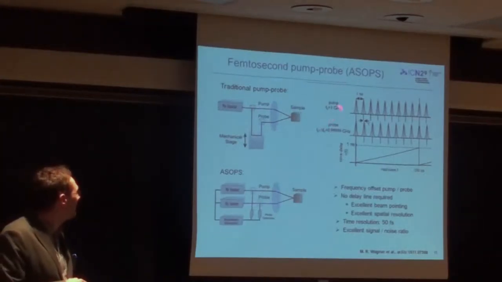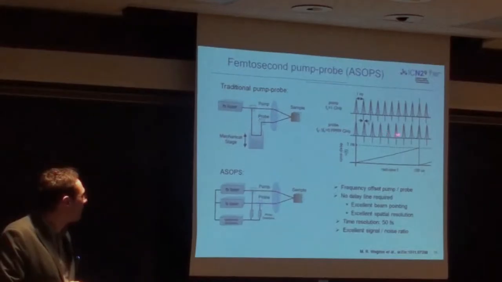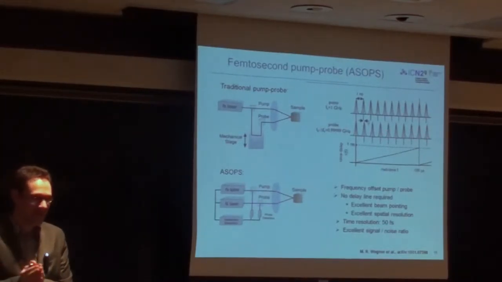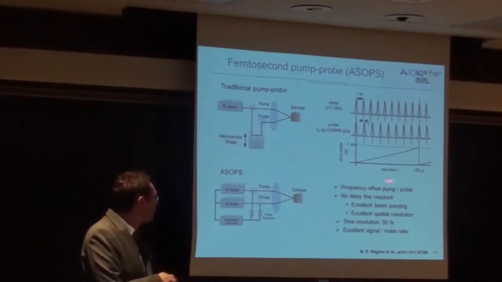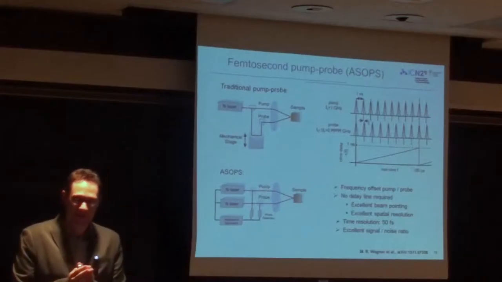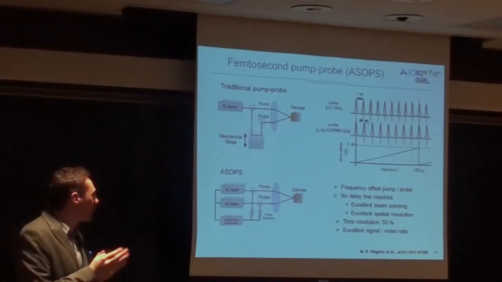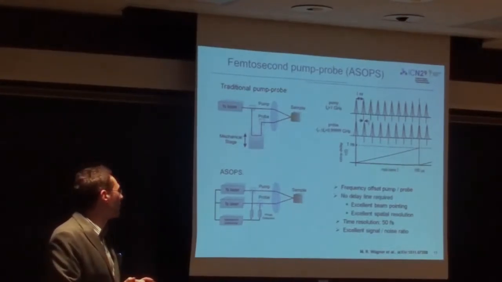That means at t equals 0, you have two pulses which are coming at the same time. And then they are basically moving apart from each other. And at the end of the time window, they overlap again. That means 1 over 10 kilohertz gives you basically 100 microseconds. And that means in 100 microseconds, you can measure the entire time response in this window of 1 nanosecond.